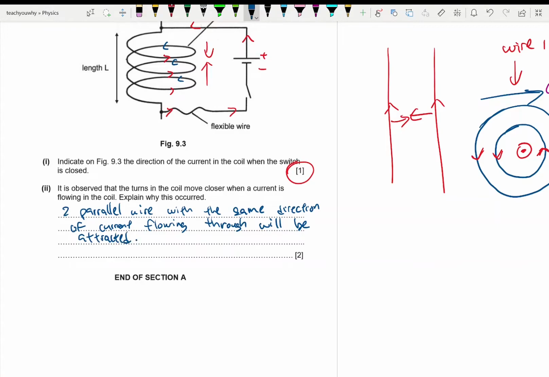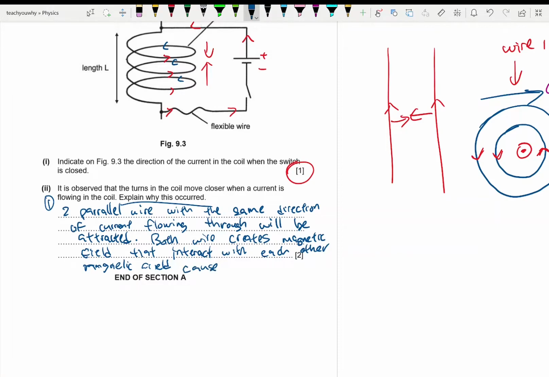Okay, why is that so? We only say one point and not the why, so we need to say one more thing, because both wires create magnetic fields that interact with each other. The magnetic field causes a force on both wires to be attracted.